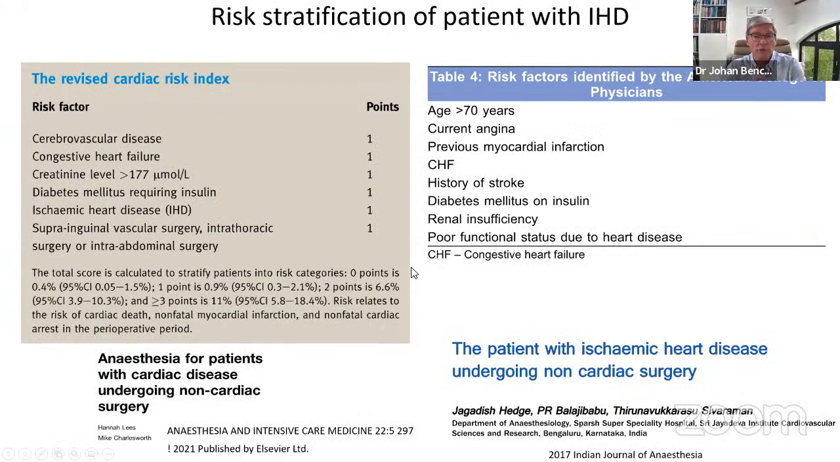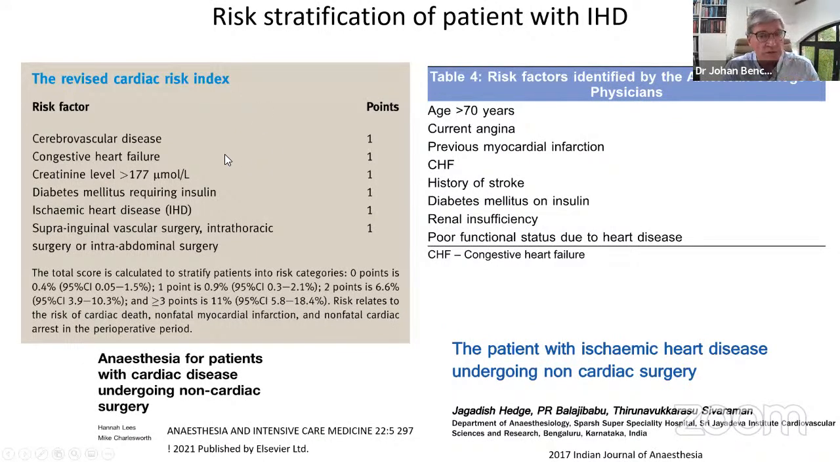So how do we approach this? Now there are several ways that we can approach this and look at patients perioperatively. You all remember the Goldman risk indexes and the Lee indexes. This one is basically the one that is mostly used in the world at the moment, that should be used.